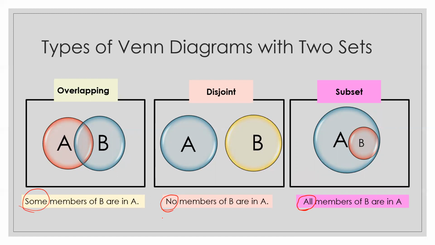Some, none, or all. Okay, that is it for today. Remember this screen. Okay, get this in your brain, because what we're gonna do next is we're gonna use Venn diagrams to evaluate arguments in logic.